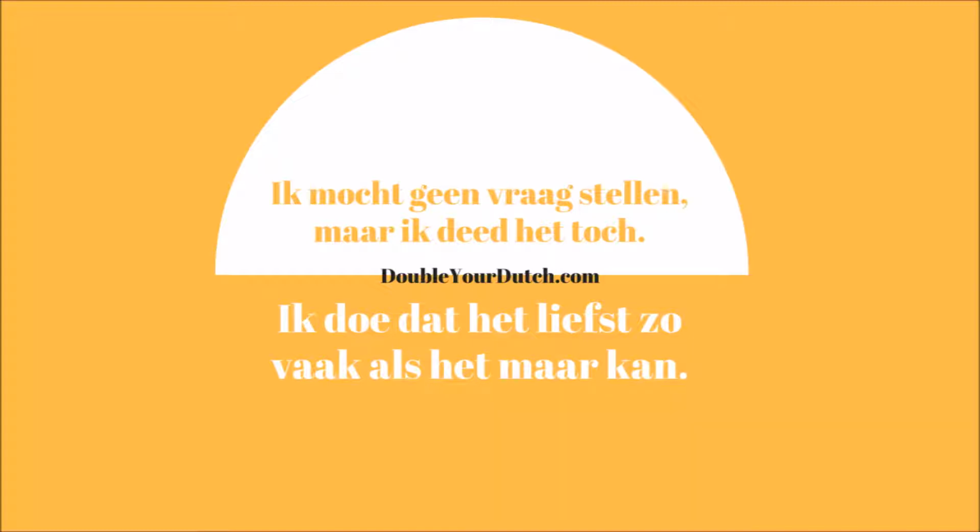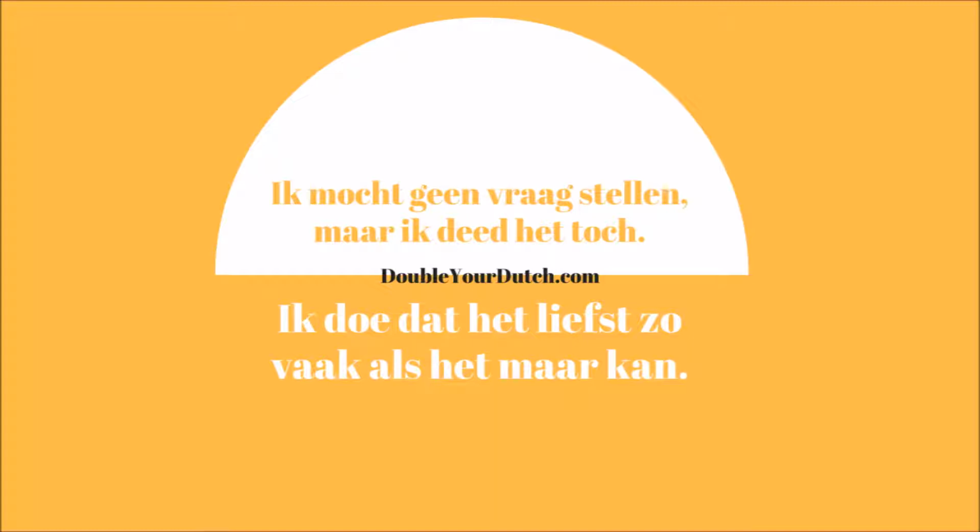You could also say, ik doe dat het liefst zo vaak als het maar kan. I do that, preferably, het liefst. It's kind of my favorite way, or in this case, preferably. So het liefst, I do that, preferably, zo vaak. So is so, or as in this case, as often. Vaak is often. So I do that preferably as often as it is possible. Als het maar kan.